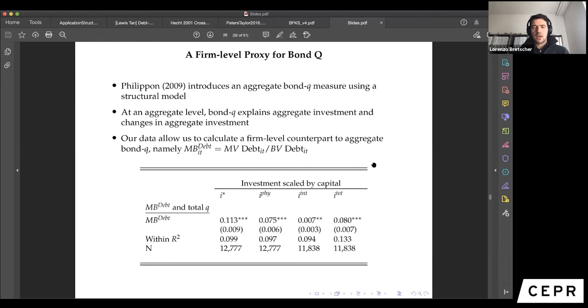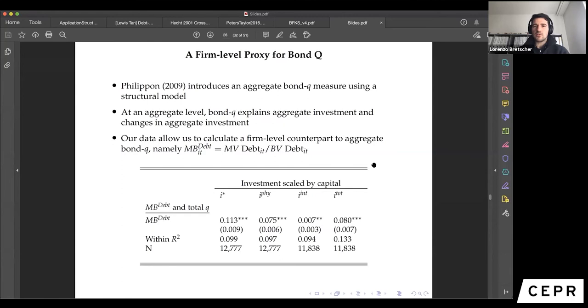Having market values of debt, we can form this market value of debt to book value of debt, or like a debt value variable, if you wish, which is a firm level proxy for bond Q. And bond Q was introduced by Thomas Philippon in his QJE paper, and he shows that bond market information is very powerful, and therefore bond Q is a very powerful version of Q that at the aggregate level explains aggregate investment, not only in levels, but also in changes, okay?